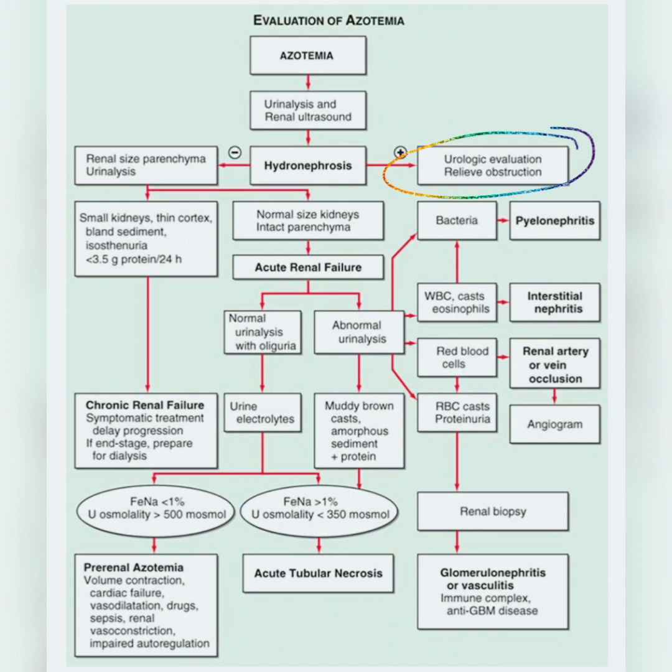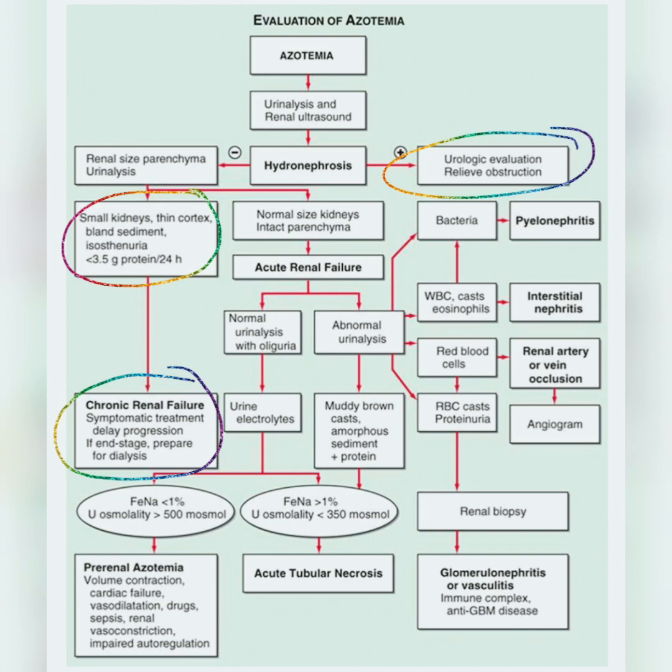If there are small kidneys, cortical thinning, and bland sediments, azotemia in which the kidneys are not able to concentrate the urine, and if the 24-hour urine protein excretion is less than 3.5 grams, then the diagnosis becomes chronic renal failure. In chronic renal failure, you give symptomatic treatment and delay the progression. Like if there's anemia, you treat the anemia, hypocalcemia, hyperphosphatemia, etc. And if there is end-stage disease, you have to prepare the patient for dialysis.